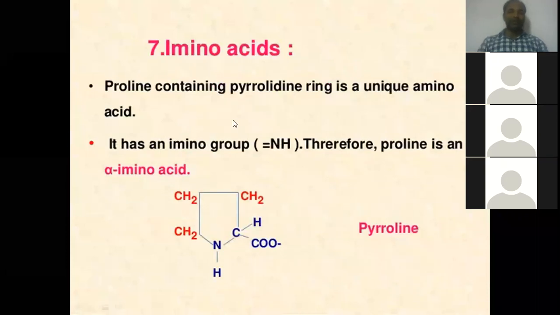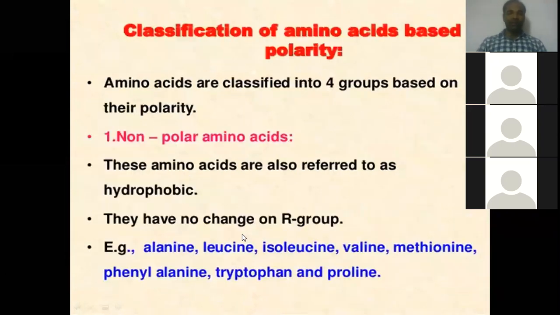The last category is imino acids, having one example, that is proline. Proline, containing a pyrrolidine ring, is a unique amino acid. It has an imino group within the ring. Therefore, proline is an alpha amino acid. So this is the chemical structure of proline, that is a pyrrolidine ring. So these are the 7 different categories of amino acids on the basis of their structure.